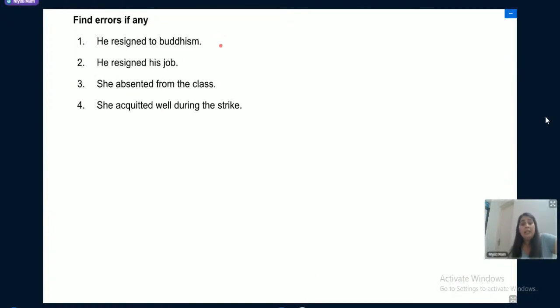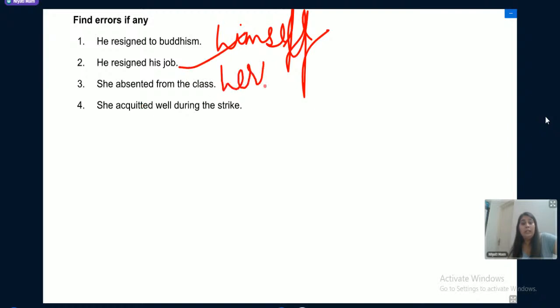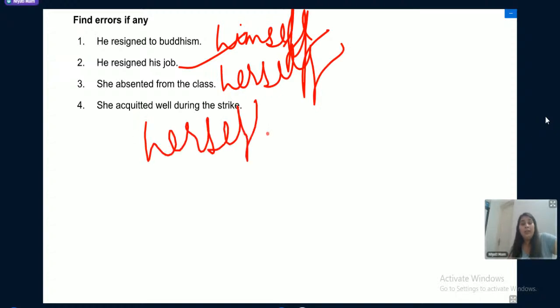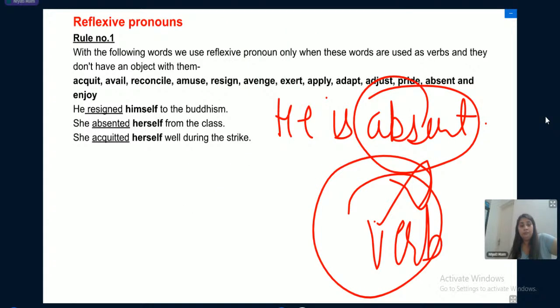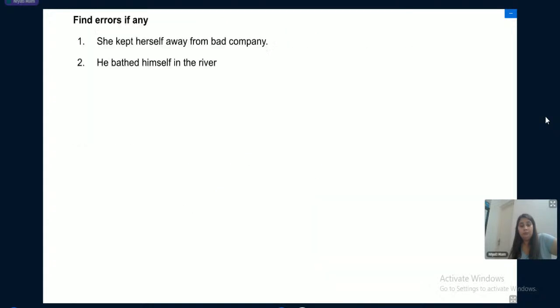He resigned himself to Buddhism. Okay. He resigned his job. She absented herself from the class. She acquitted herself well during the strike. She kept herself away from bad company. He bathed himself in the river.